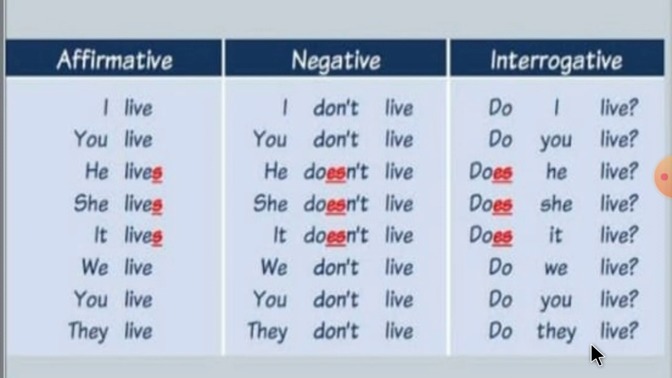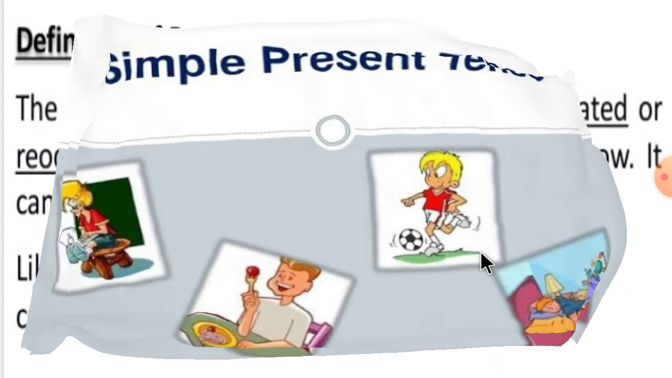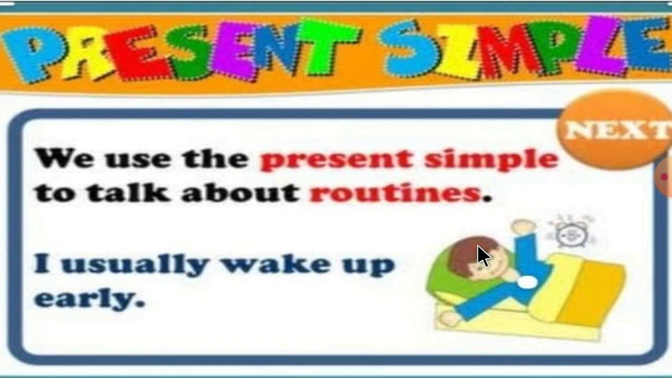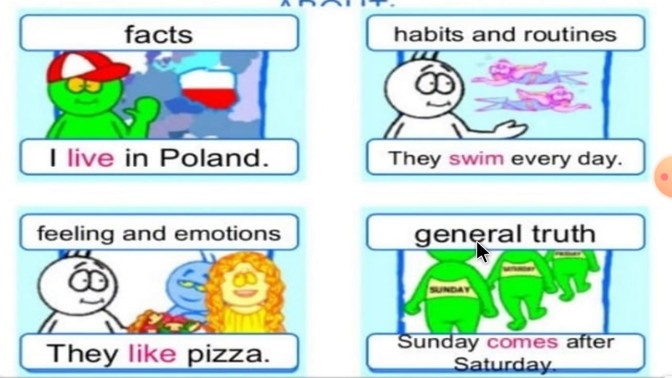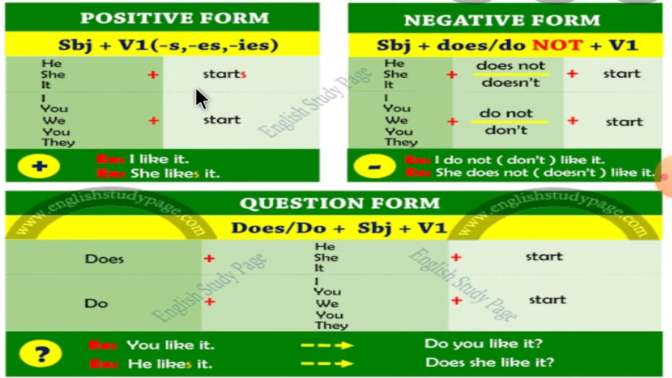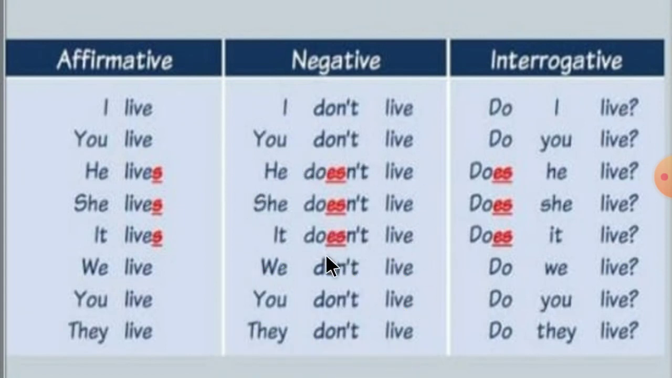Now, let me show you the summary of today's session. We started our session with the simple present tense. At the beginning, I explained the three types of tenses and we started the simple present tense. After that, I told you the definition, and we completed what the simple present tense is and how we can use it. Then we learned how to make positive sentences, negative sentences and question forms in the simple present tense, and we studied that with all the examples.